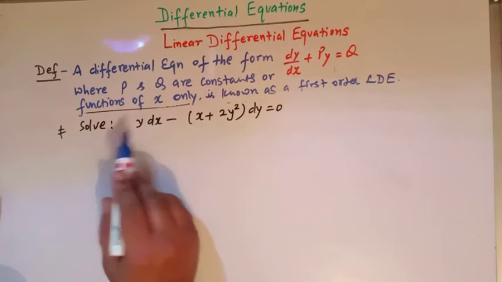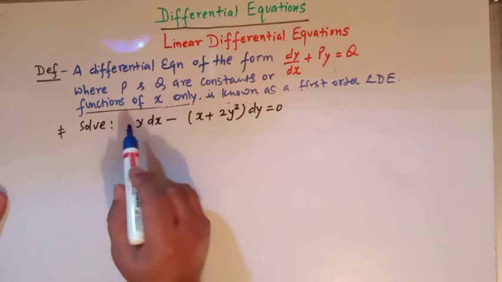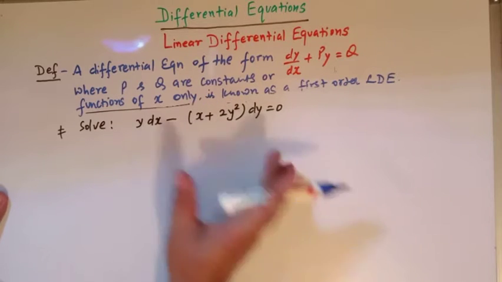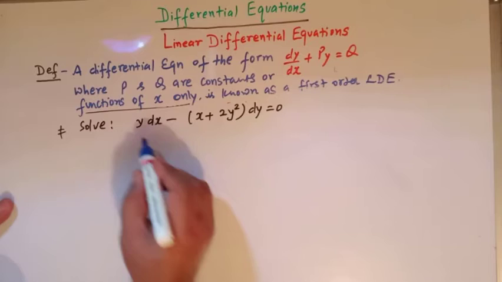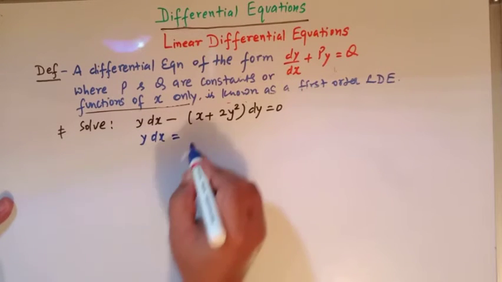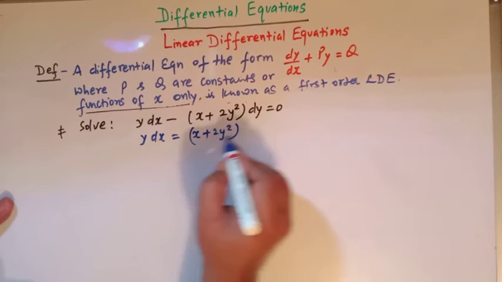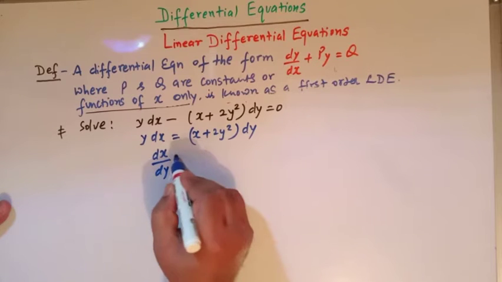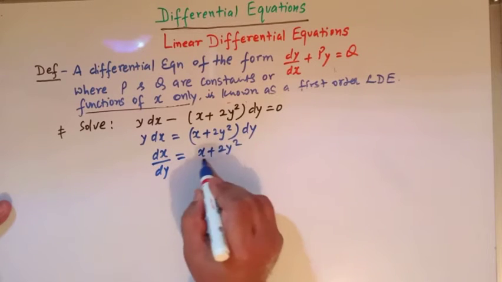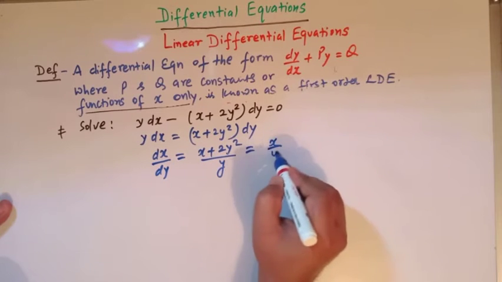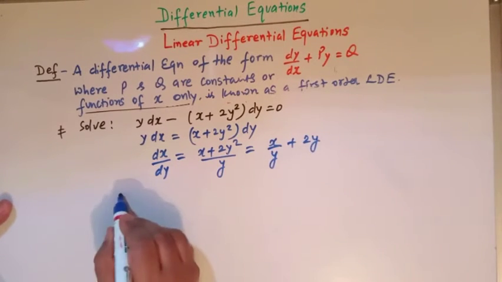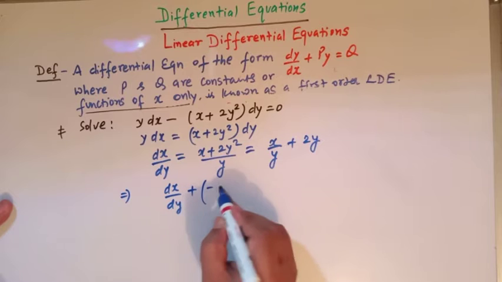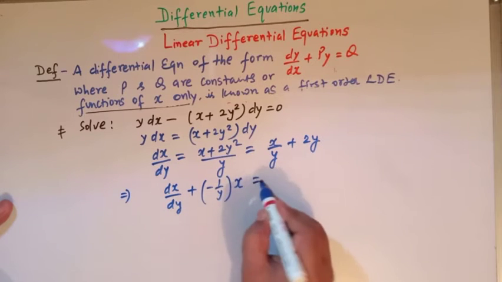Now viewers, let us solve this problem. Now in this problem we have to first convert this differential equation into a known form, and if we write it as y dx is equal to x plus 2y square dy, it means we are simplifying it, and we can write it as dx over dy is equal to x plus 2y square over y, which can be written as x over y plus 2y, and this can further be written as dx over dy plus minus 1 over y, x is equal to 2y.